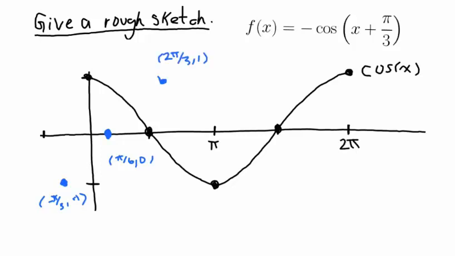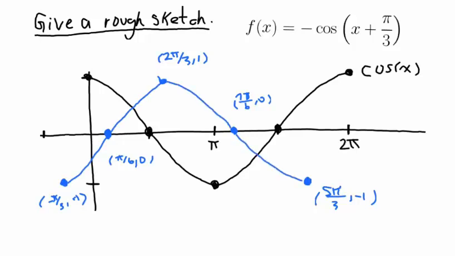Next is 7 pi by 6 and 0. This is just a little bit bigger than pi, so that's somewhere over here. And then finally 5 pi by 3 and negative 1. So this is maybe somewhere over here. And we just want to connect all of these together with a nice, smooth, cosine-like curve. And we'll label that as f of x, and there's a rough sketch of negative cosine of x plus pi by 3.